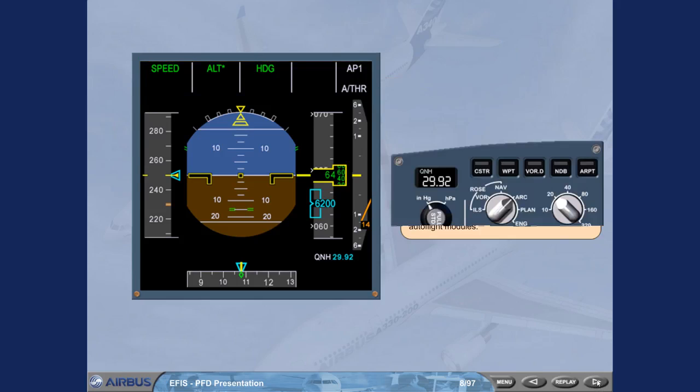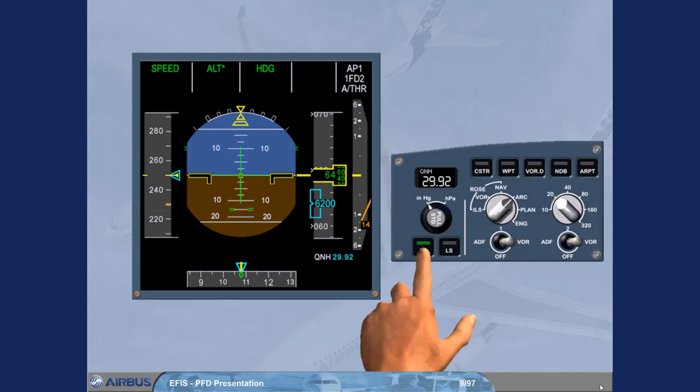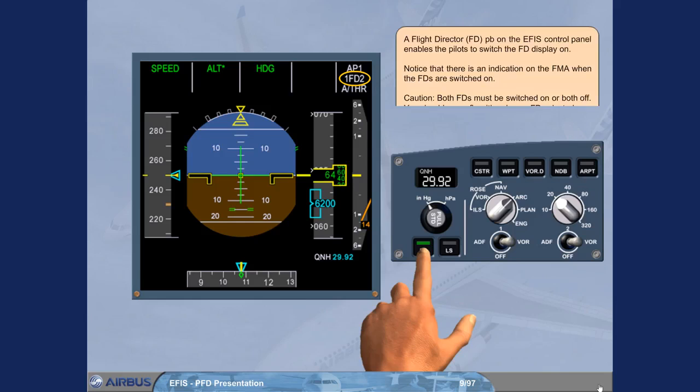A Flight Director FD push button on the EFIS control panel enables the pilots to switch the Flight Director display on. Notice that there is an indication on the FMA when the FDs are switched on. Caution: both FDs must be switched on or both off. You should never fly with only one flight director selected on.